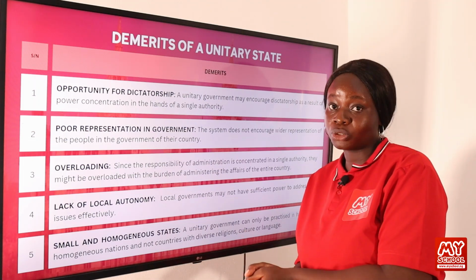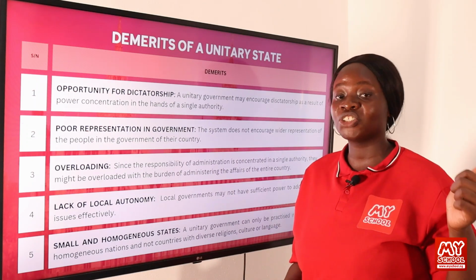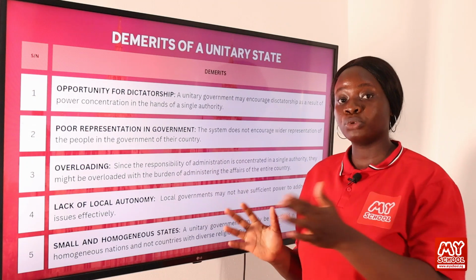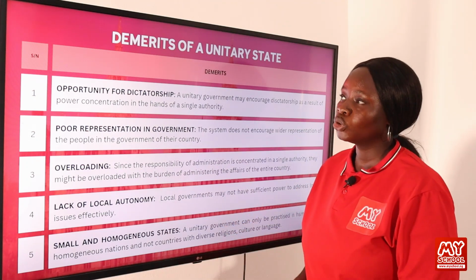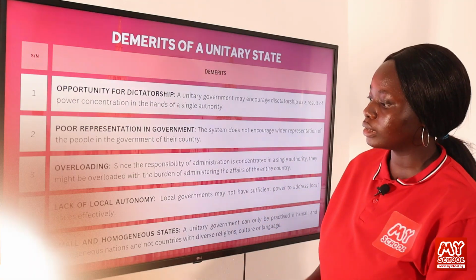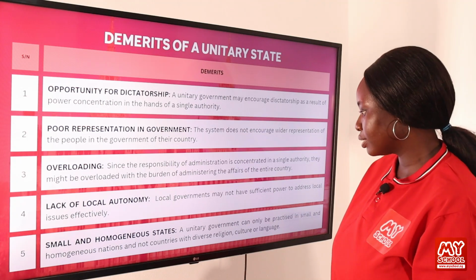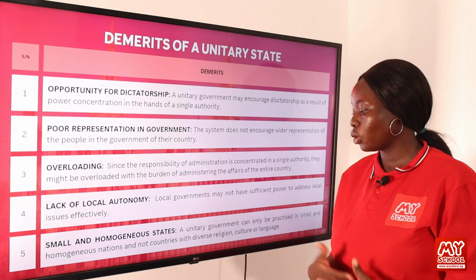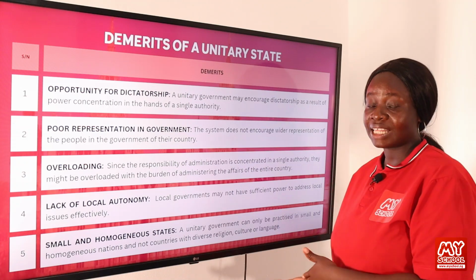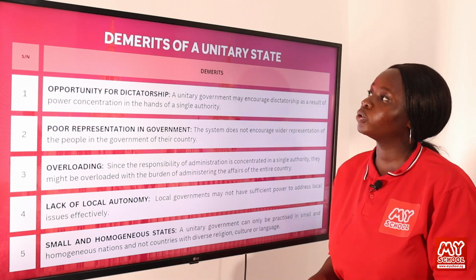But if they don't have the power to do so, they have to refer back to the central government, and the central government may not be able to address the issues as well as the local government will be able to do. So this is a demerit for a unitary state. And that demerit is that it only works well in small and homogeneous states. So it cannot work in federal states with diverse religion, culture, or language. In that particular state, you need a federal system. So now let's move on to the next slide.